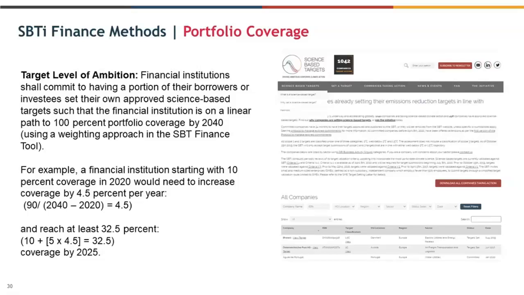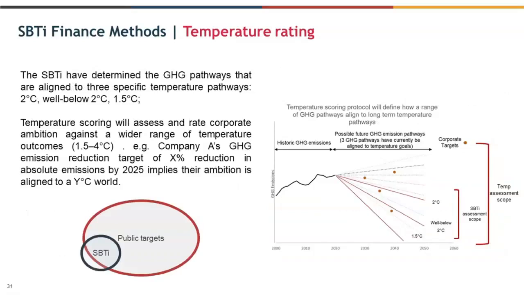And I want to move on now to the final method, which is temperature rating. Essentially, temperature rating is an extension of the portfolio coverage method. As I mentioned, what we currently have with SBTs is three defined long-term temperature goals. Companies can have their SBTs classified as 2 degrees, well below 2 degrees, or 1.5 degrees. But it's a very limited number of companies, as I mentioned.